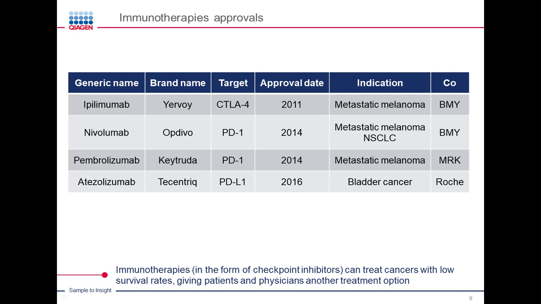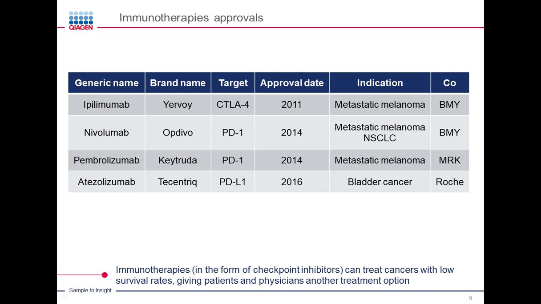Now, if you look at the different types of immunotherapies that have been approved so far, I'm listing 4 of them over here with their generic name and the brand name of Yervoy, Opdivo, Keytruda, and Tecentriq, along with their targets. And you see that the majority of them, actually 2 out of 4, target PD-1, Tecentriq targets PD-L1, and Yervoy targets CTLA-4. Along with their approval dates as listed on this slide.